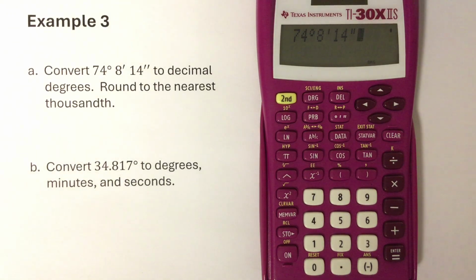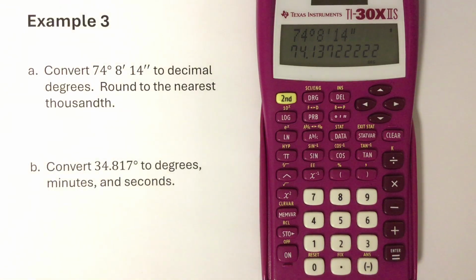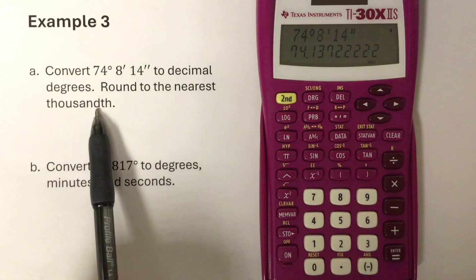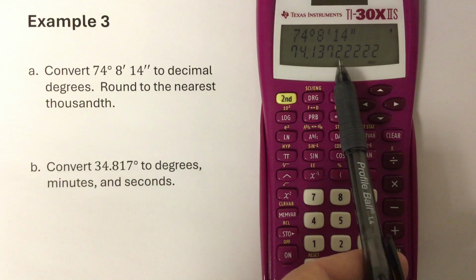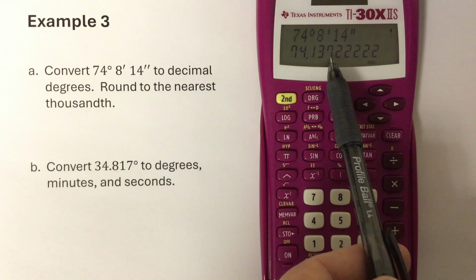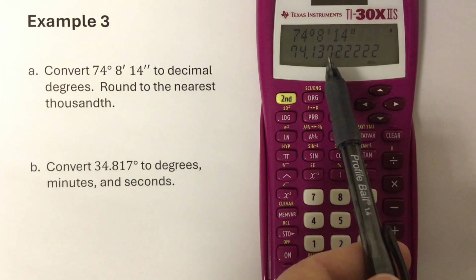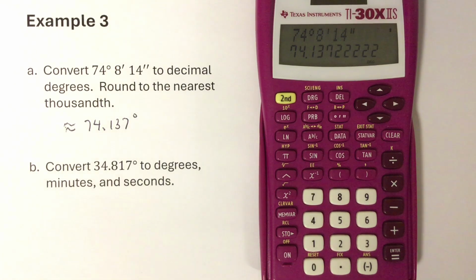And to do the conversion, all you have to do is press the equal button, and it automatically converts to decimal form for you. And as we talked about before, if we want to round to the nearest thousandth, that's going to be the 3rd decimal place. So we look at the 4th decimal place to decide whether the 7 stays a 7 or changes to an 8. And so this 2 is not big enough to make the 7 change to an 8. And so just like before, we end up with 74.137 degrees.